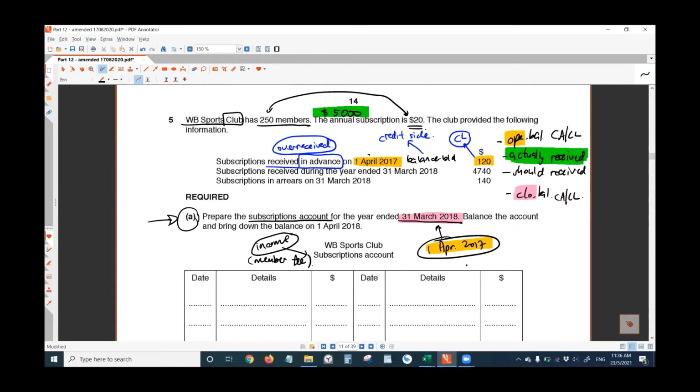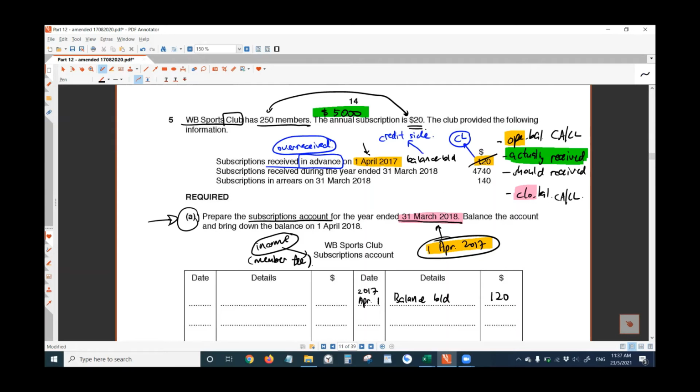So let's record this first. The opening balance, 120, balance b/d, the beginning of the year's date. That's the opening balance, 120. Why is it on the credit side? Because it's a current liability. You over-received the subscription, you over-received the income. Why is it an opening balance? Because of the date, April 1st. Okay, now next line, 120 finished.